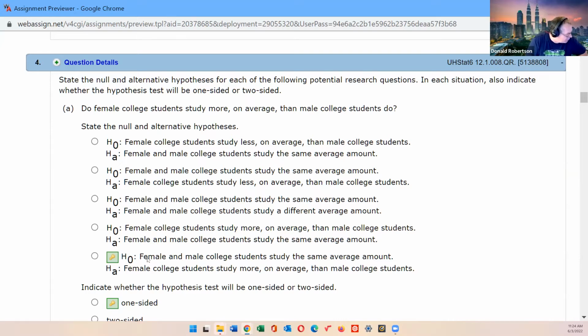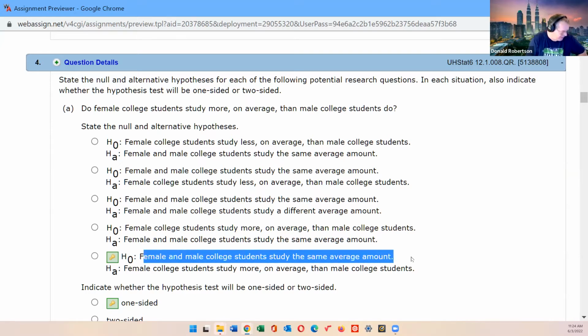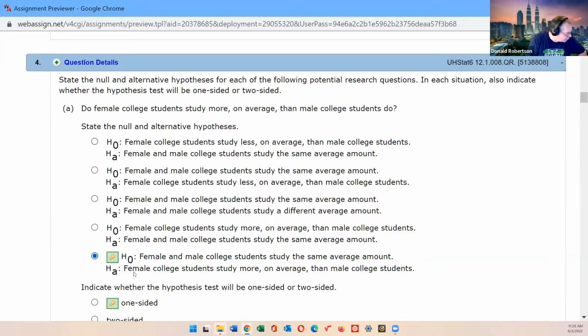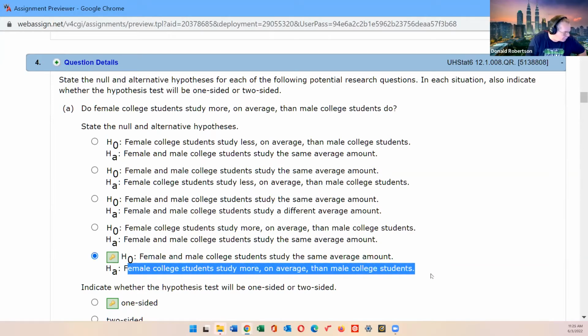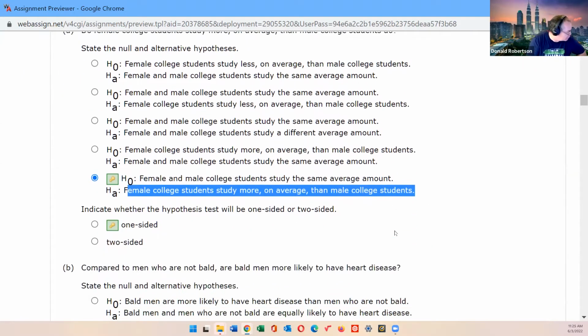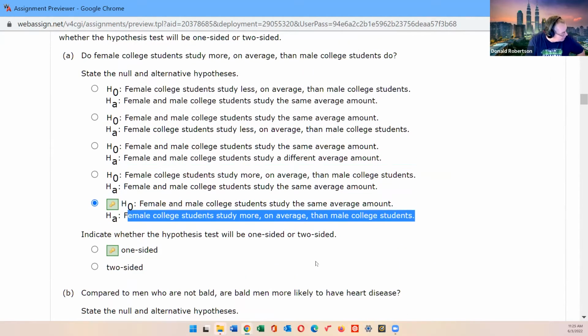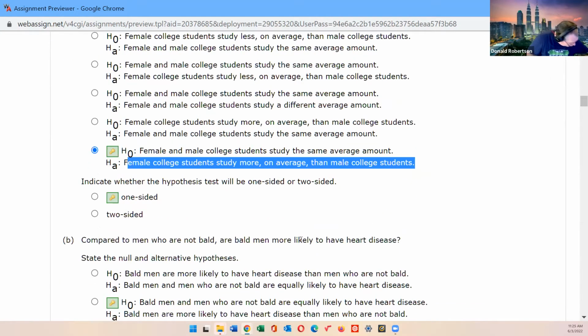The null hypothesis is that they're the same. And the alternate would be that the females study more than the males, which is kind of what they said at the top, isn't it? H0, they're the same. HA, females are more. Oh, I haven't touched on that, and I will now. Can you remember yesterday? I think it was actually on Tuesday we might have done it.